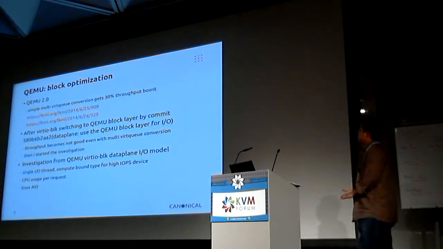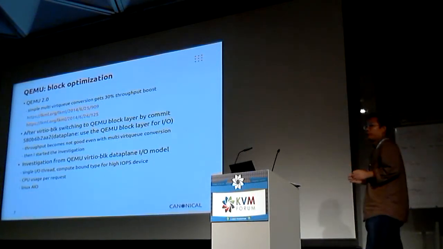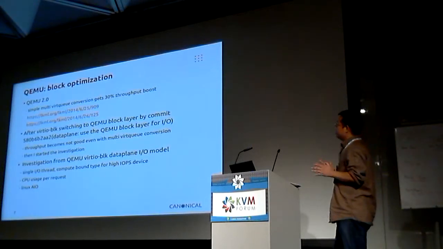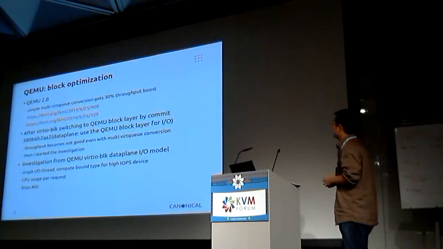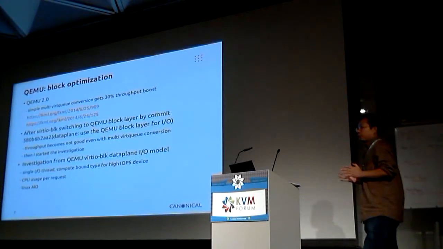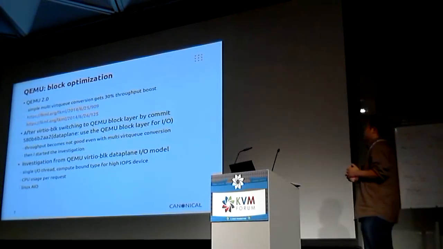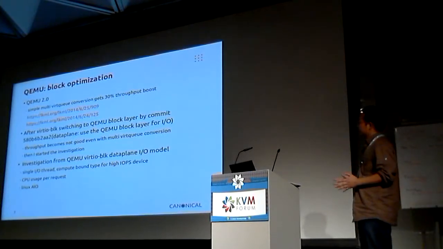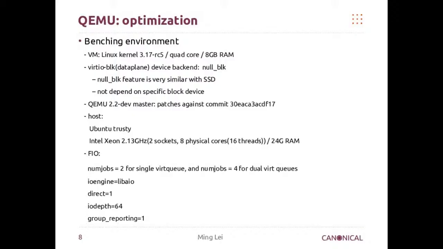When I developed the multi-dispatch queue patches, I wrote some simple multi-virtqueue patches against QEMU 2.0. With these simple conversion patches, throughput improved about 30%. But maybe it should be pre-2.1, when virtio block switched to the QEMU block layer. With this change, I found that the throughput became not as good as before, even with multi-virtqueue. So I started the investigation.